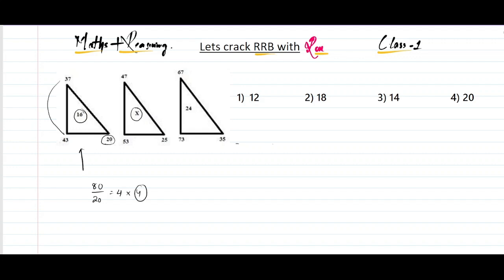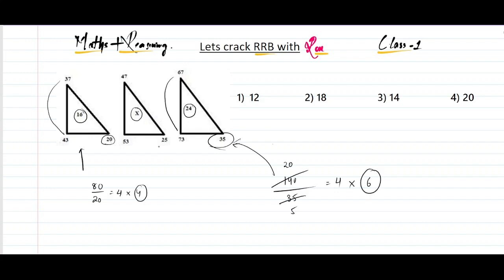Now observe the third triangle here. Same, add these two numbers. 67 plus 73, how much? 140, divided by the remaining third number 35. How much? 7 20s, 7 5s and 5 4s. So here we got 4, but inside they have given 24. So in order to get 24, I need to multiply with 6.